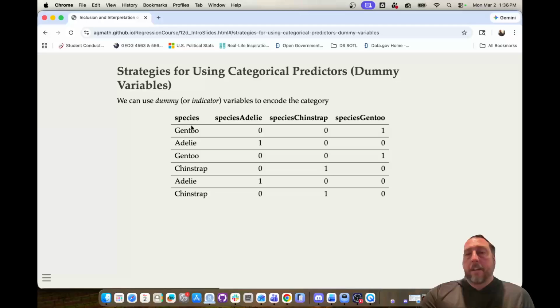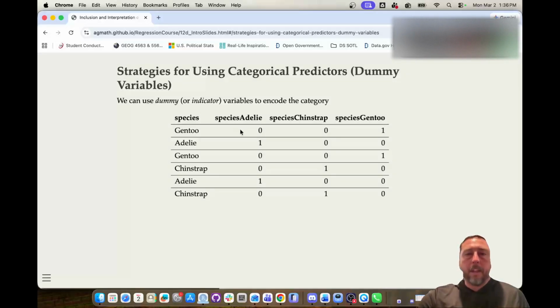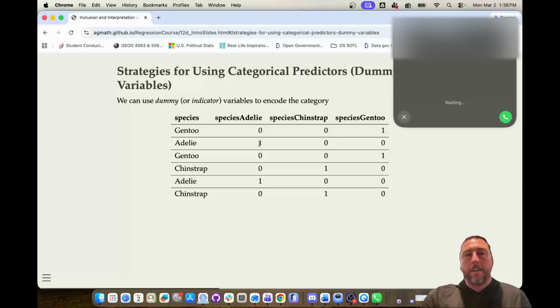So we could do this by creating a new column for each species in our data set. I've got a column for species Adelie, species chinstrap, and species Gentoo. Each of these indicator variables is like a light switch that can be turned off or turned on. Turning it off is indicated by a 0, and turning it on is indicated by a 1. We can see that the first penguin here is the Gentoo species, and I've got a 1 underneath the species Gentoo column. Second penguin is an Adelie, and similarly, I've got a 1 underneath that column.